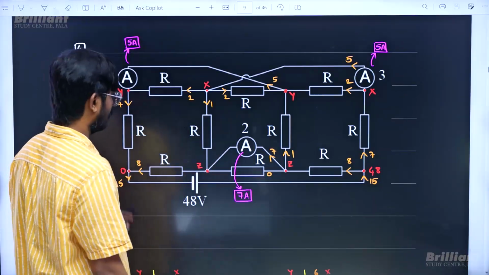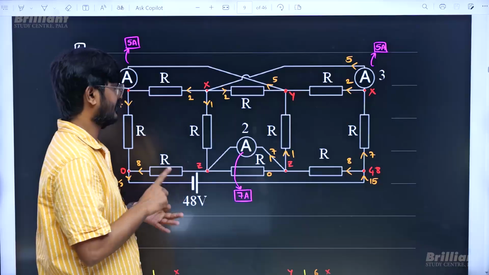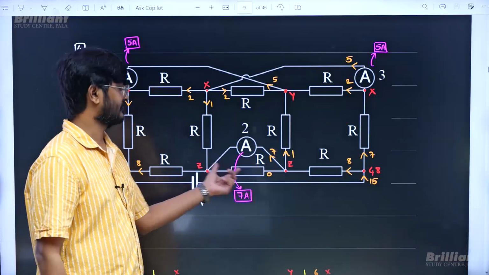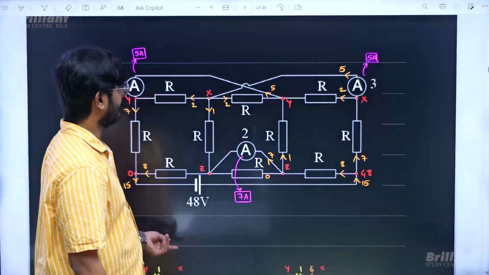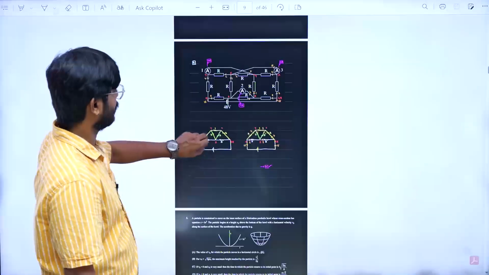Now once I got all the potentials, how many potentials are there? 0, 48, x, y and z. In fact, this resistor is between z and z, so no current will be flowing through that, we can easily conclude. Now I will try to redraw the figure just for easy calculation.